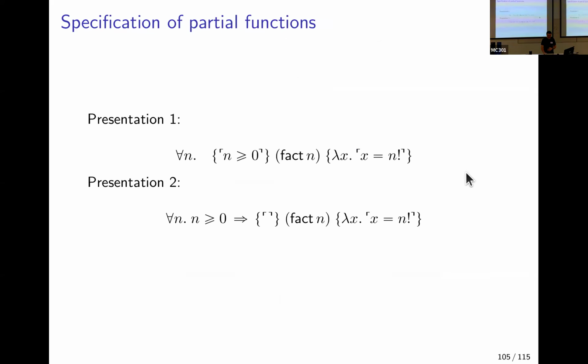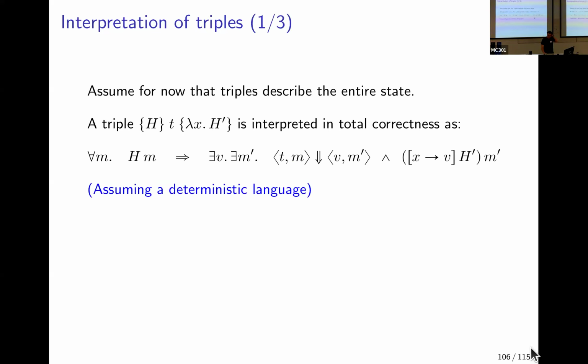Okay. So if you have a function that has some precondition, like factorial has some precondition that n is not 0, so it's a partial function, you can have it either here as a pure fact or as a precondition. Those two things are equivalent, as we'll see later. Okay, so how do we specify what this means? If you have a triple H t lambda x h prime, what does this mean in terms of your operational semantics?